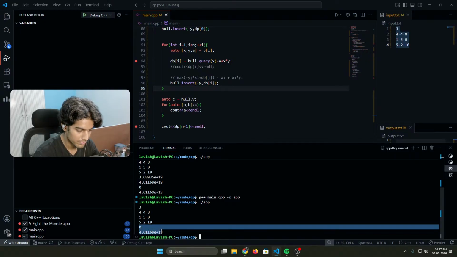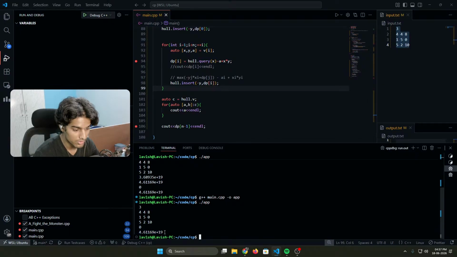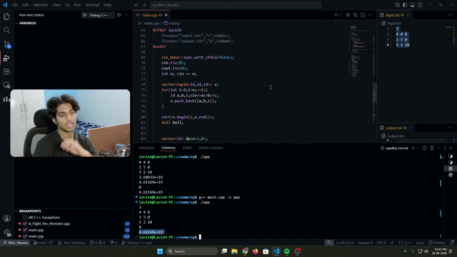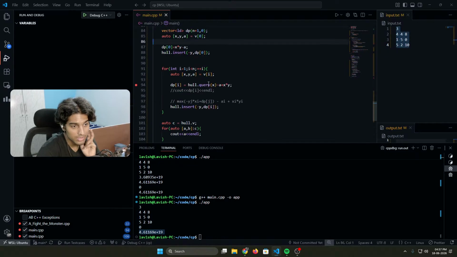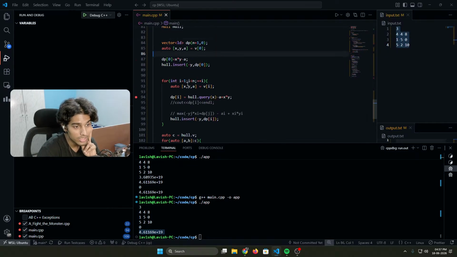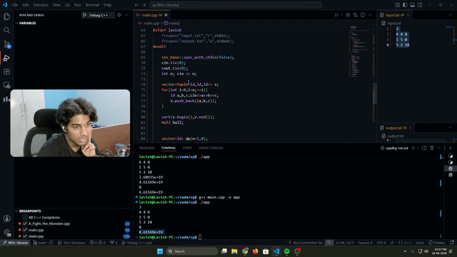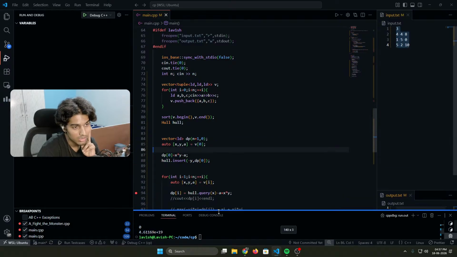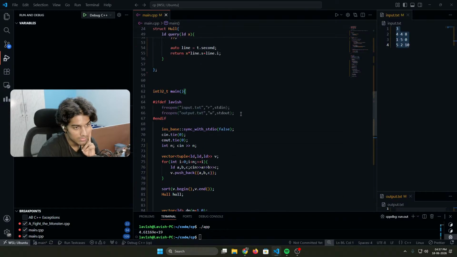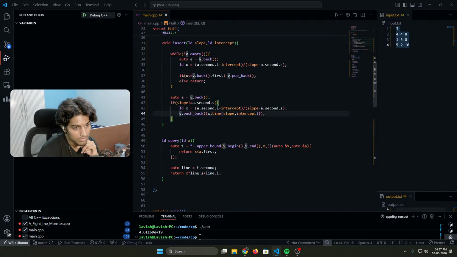Right, so we have 0 as expected, and we also have something that is too big. But there's something wrong in the X calculation, I believe. Where is X? Yeah, there we go.